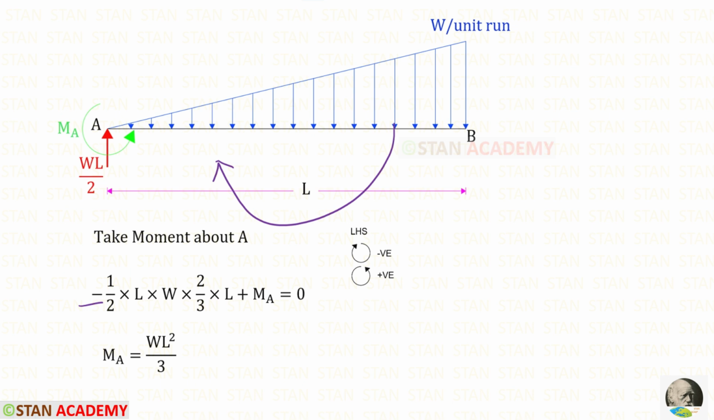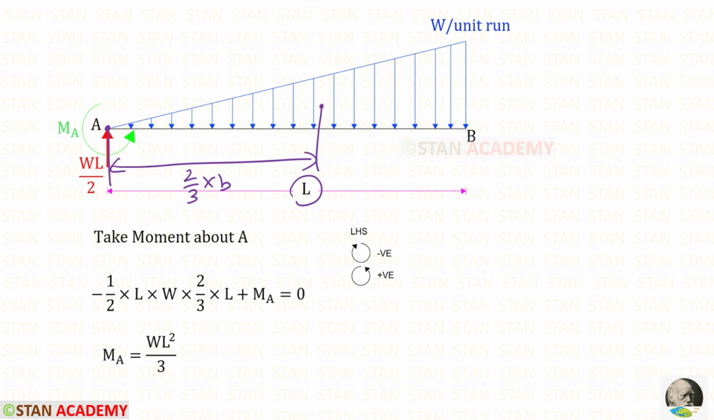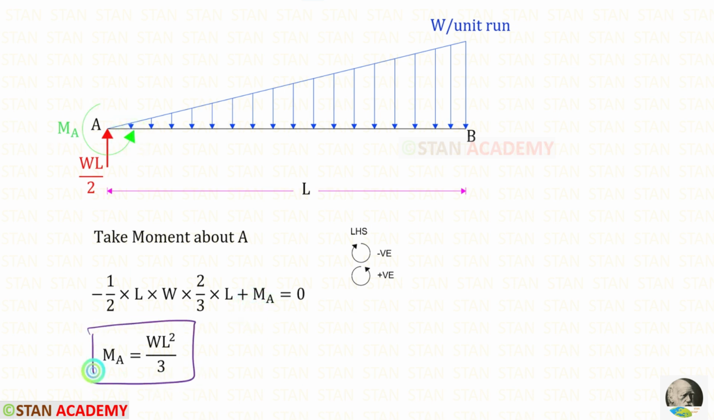For the UVL, we have to multiply the area with the centroid distance. We already know the area, half into L into W. We know that in this triangle, the centroid distance about this point is 2 upon 3 into breadth. Here the breadth is L, so it is 2 upon 3 into L. MA is acting in the anticlockwise direction, so it will be positive. For MA, we will get WL square upon 3.